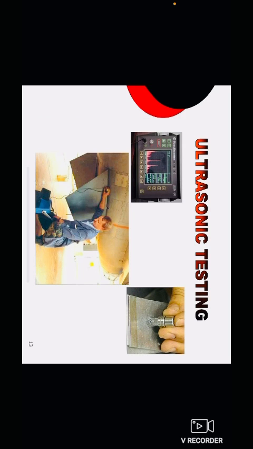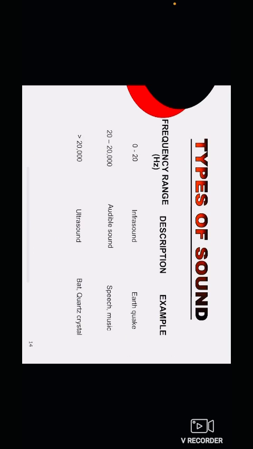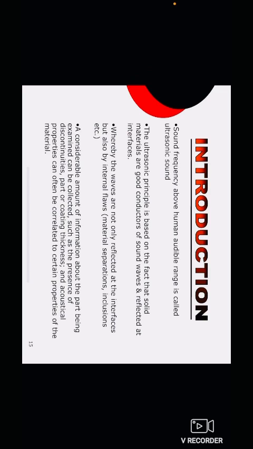These are the ultrasonic testing. The types of sound: ultrasonic waves create high frequency rates. In the frequency range 0 to 20 Hz, it is infrasound, for example earthquakes. Between 20 and 20,000 Hz is audible sound, like speech or music. More than 20,000 Hz is ultrasonic, produced by quartz crystals. In the introduction, sound frequencies above the human audible range are called ultrasonic sound.